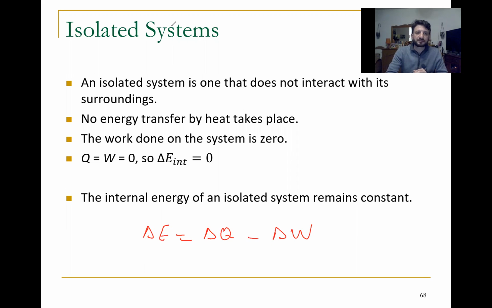For example, when I say energy transfer, I mean heat, okay, by heat. If the system is isolated, in this case, we have dq equals 0. Also, we don't have any work done on the system, because, for example, if we have a piston here.